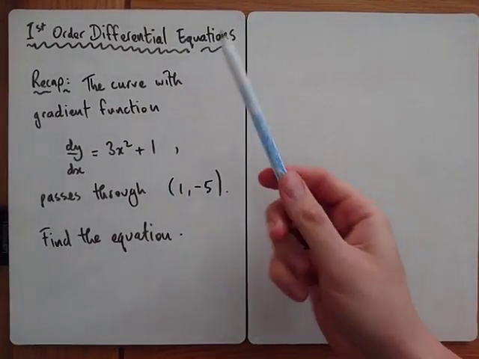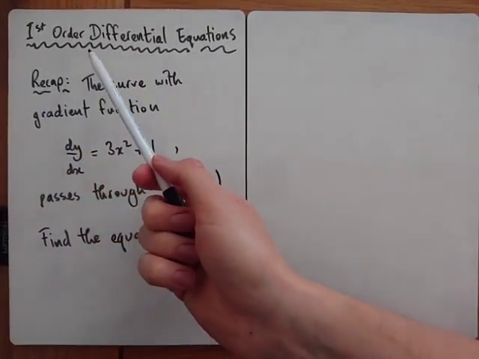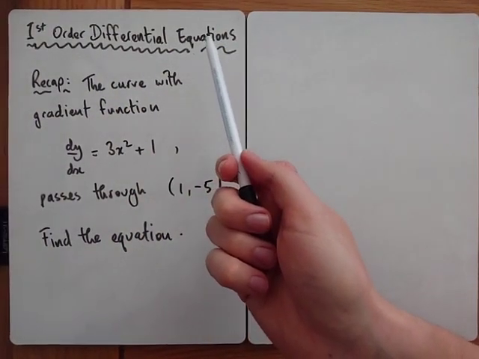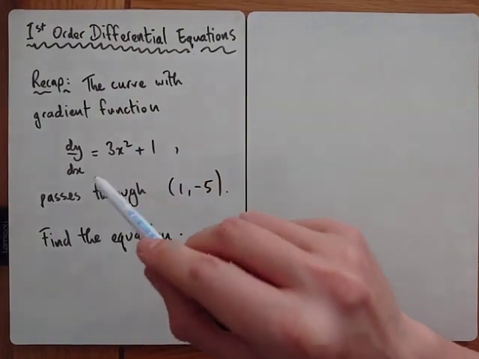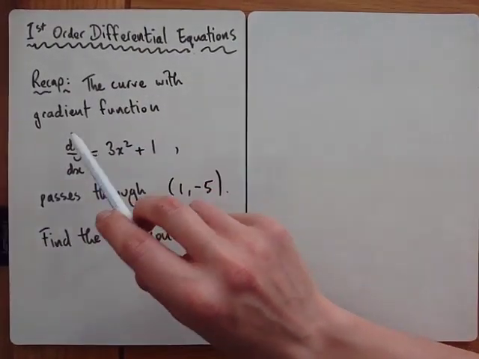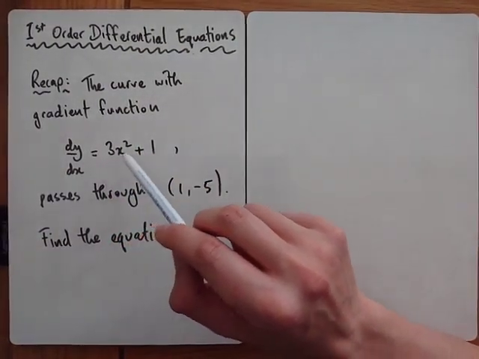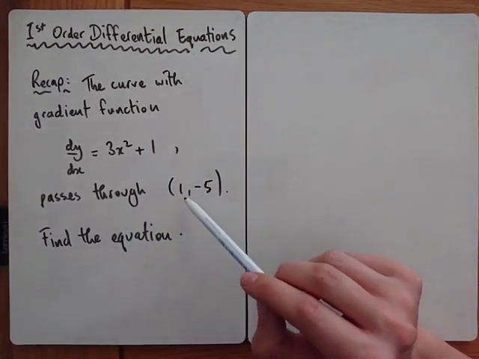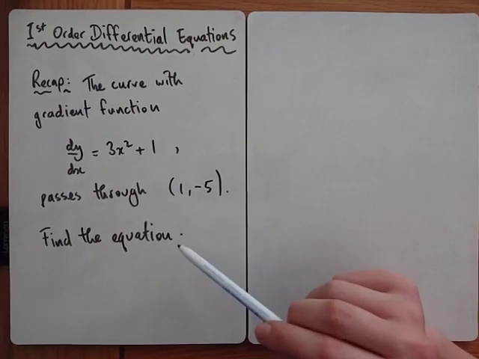In this video, we're going to look at the first step on how to solve first order differential equations. And we're going to start with the recap question. It says the curve with gradient function dy by dx equals 3x squared plus 1 passes through the point (1, -5), and then we're just asked to find the equation.